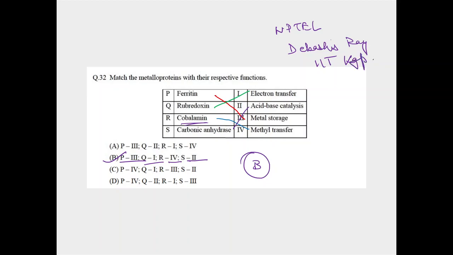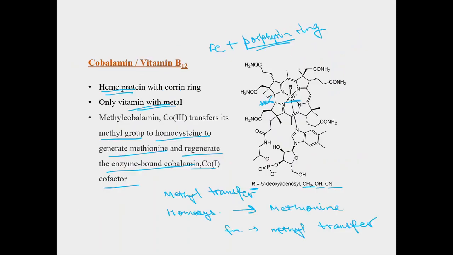Ma'am, I have one doubt. In cobalamin, the corrin ring and porphyrin ring both are present? No, no, no, only the corrin ring is present. I just said the difference between the porphyrin ring and the corrin ring. Ma'am, you said that the heme protein includes Fe plus porphyrin ring. This is what we say.